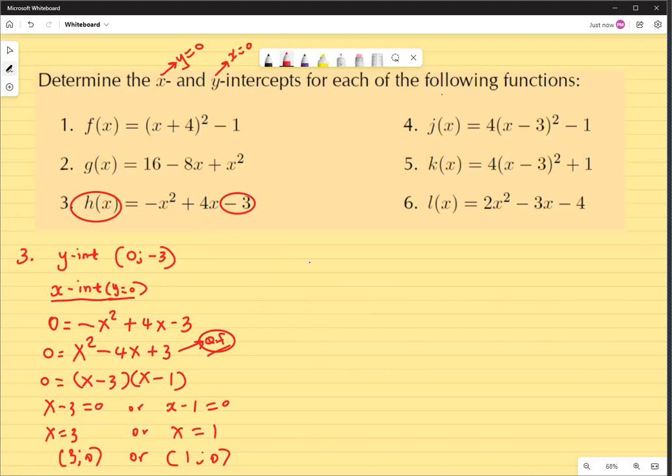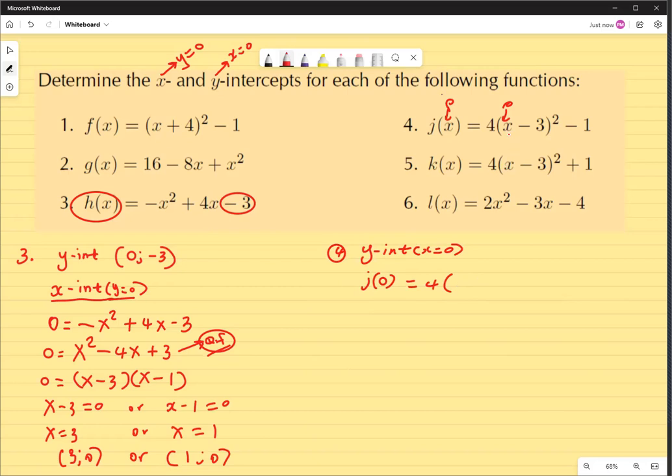Okay, let's go to 4. So 4 is in turning point form. If it's in turning point form, I always substitute 0 here on x and there, right? So I'm doing the y-intercept. For the y-int, I make x 0, remember? So I'm basically looking at j at 0, which means j input 0, which is 4.